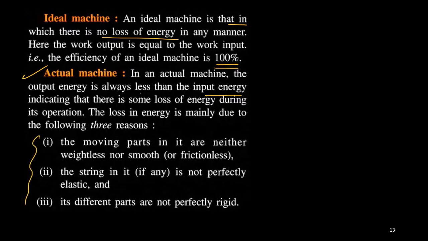There are three types of loss present. There are moving parts in any machine, and whenever there are moving parts, in order to move them I have to overcome friction, so there must be some loss. There is a string, which is not perfectly elastic, and its different parts are not perfectly rigid. Because of this, there is a deviation from the ideal to the actual. So whenever I go for an actual machine, the efficiency value is less than 100%, because some kind of losses are involved.